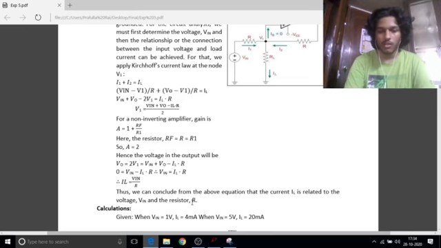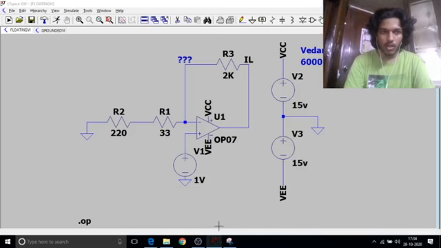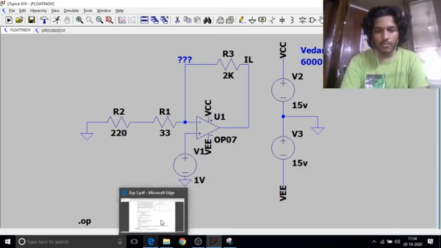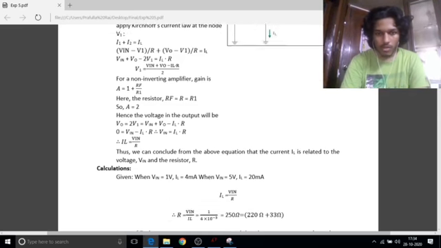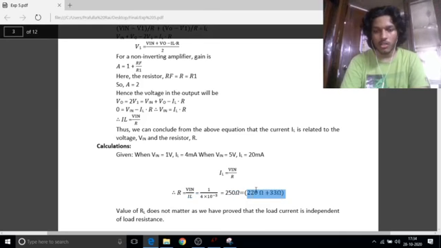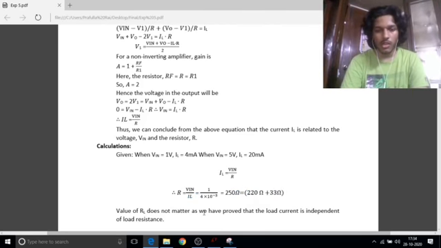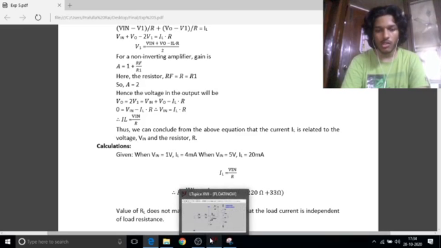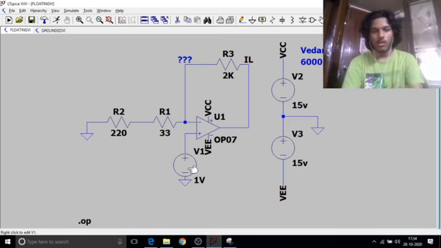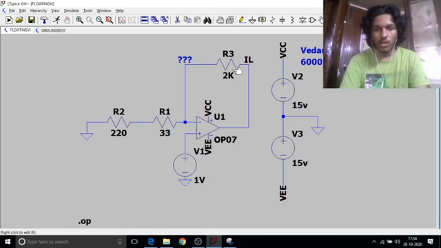We'll first see the circuit for a floating VI converter. We have calculated the values. We have assumed the values of V and IL and we have got the value of R equal to 250 ohms. In conventional resistors, these are 220 ohms in series with 33 ohms, and we have put it here. The load resistor I have taken as 2K for now, and the input voltage is 1 volt.